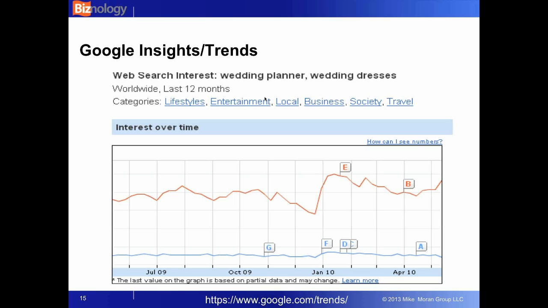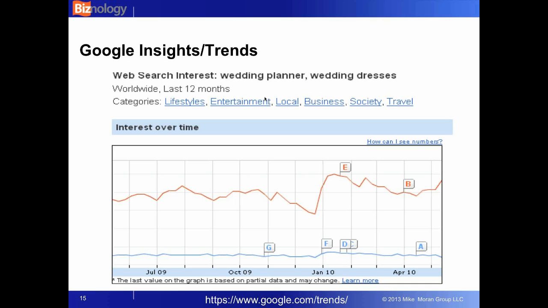If you look at this slide from Google Trends, this trend line, you can see that it's not a bad time to be in the wedding business. It seems like business is up and growing in a positive direction, especially if you're selling wedding dresses. But if you're a wedding planner, it's not going up as highly.